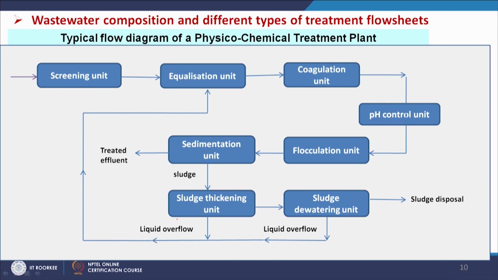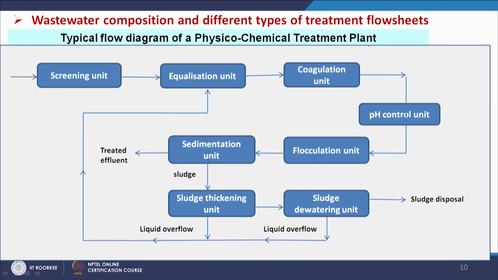Now, we will discuss wastewater composition and different types of treatment flow sheets. As we are talking about wastewater generated in domestic and industrial sectors, the composition of these wastewaters varies widely from industry to industry and from the domestic to the industrial sector. Somewhere the organic content is very high, somewhere it is not that high. When organic matter is not present, secondary treatment may not be necessary. In such specific cases, we can use only a physicochemical treatment plant.